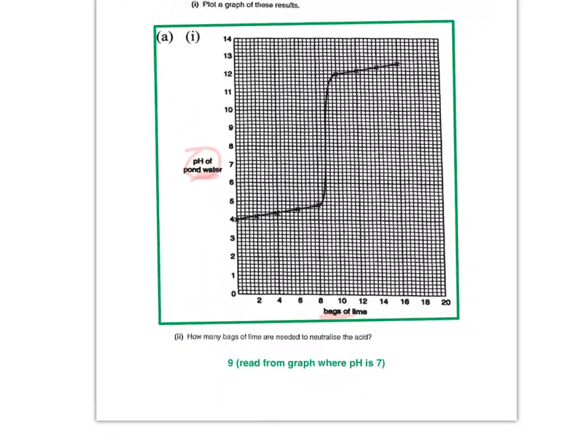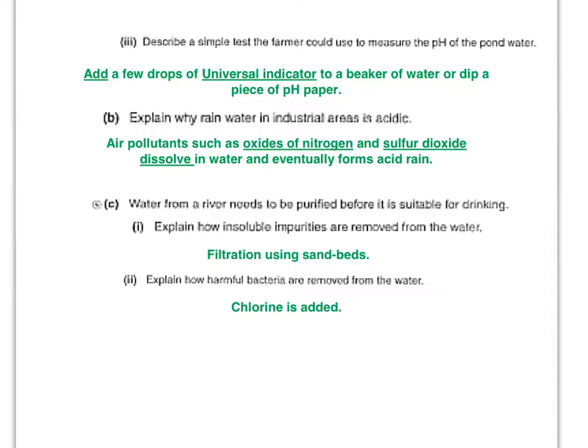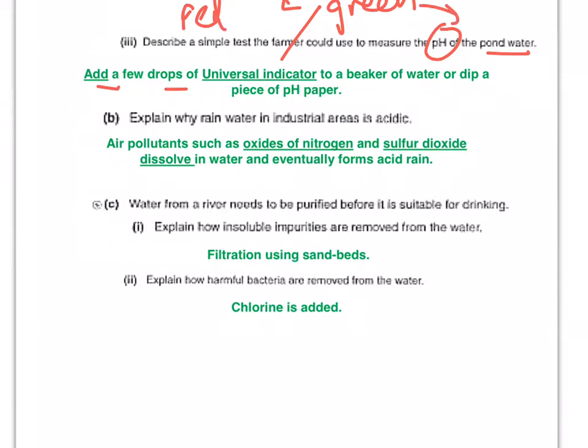So from the graph, after you've plotted this, how many bags are needed? Find out where 7 is, read it off. That's about 9. Let's take a look at part 3. Now, in order to test the pH of the pond water, what can we do? We can add a few drops of universal indicator. The original color is green. If it's acidic, it will turn from green to red. And if it's alkaline, it will turn to blue or purple, or even violet.